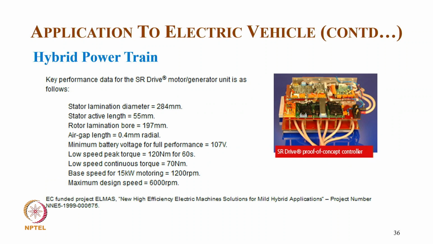Typically, the key parameters of the SRM drive motor generator are given here. All the dimensions: stator laminations 284 mm, stator active length 55 mm, rotor laminations 197 mm, air gap 0.4 mm radius. Then minimum battery voltage 107, low speed peak torque 120 Newton meter for 60 seconds, low speed continuous torque 70 Newton meter, base speed 15 kW at 1200 rpm, and maximum design speed is 6000 rpm.